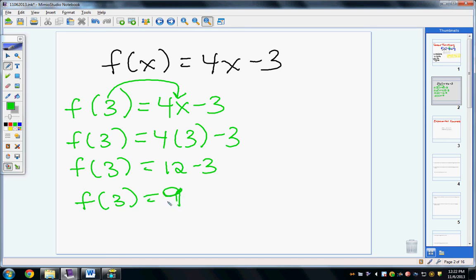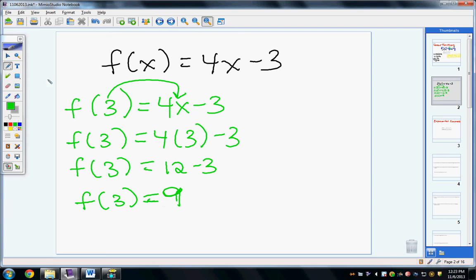So if I just told you y is equal to 9, that gives you some information, but you don't know what x is when y is 9. But if I tell you that f of 3 equals 9, you know that when x is 3, y is equal to 9. That's one of the reasons that function notation is used.